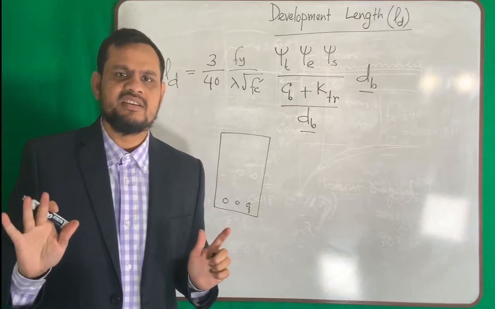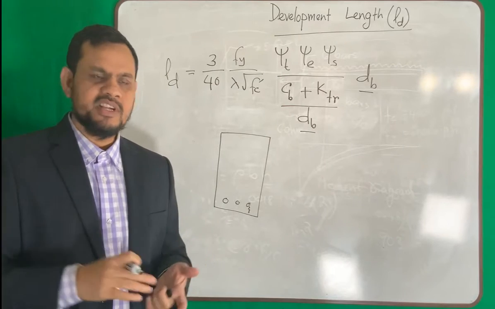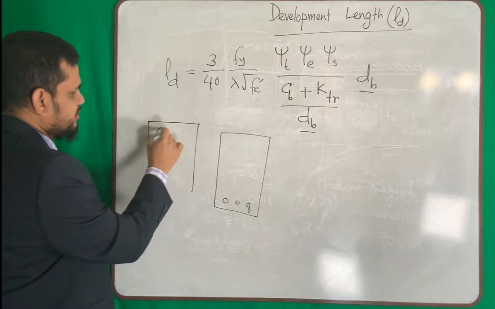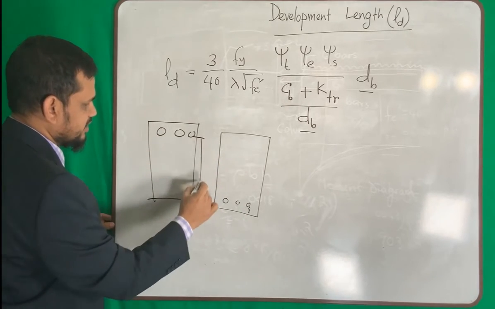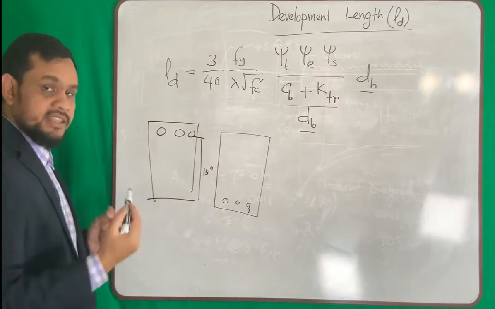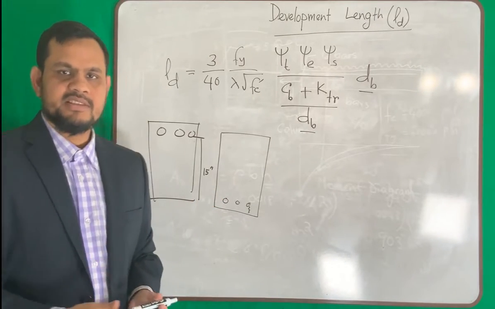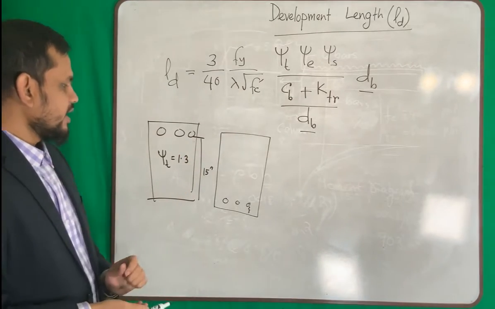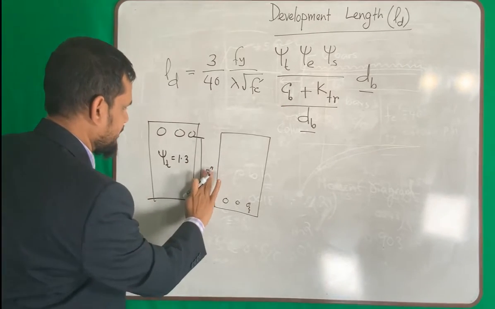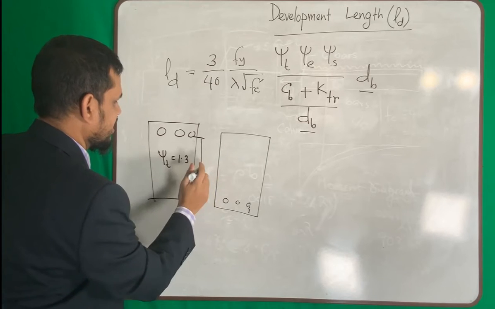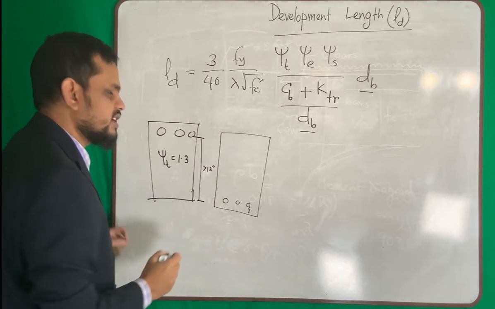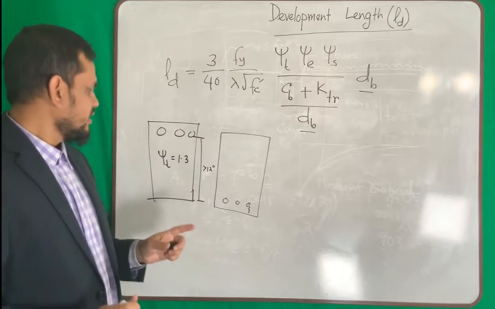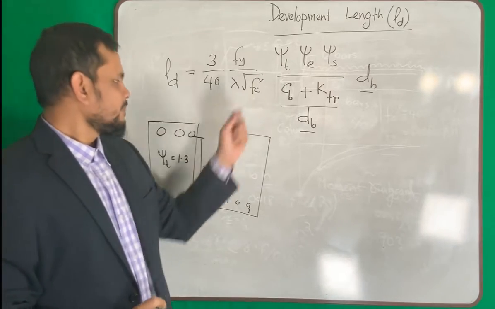It is not a science, it's engineering based on your judgment. If you have more than 12 inches of fresh concrete, that means say your reinforcement is here, and this distance from here to here is say 15 inches, then this factor applies. Then psi t will be 1.3 if you have more than 12 inches. Your code says more than 12 inches. My logic says 12 inches or more, to be clear. Then psi t will be 1.3.